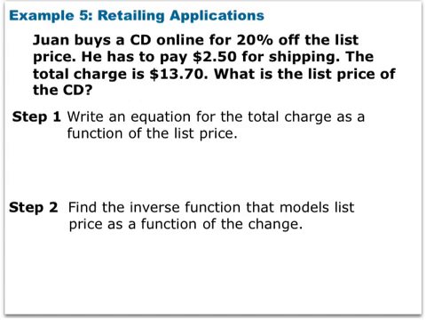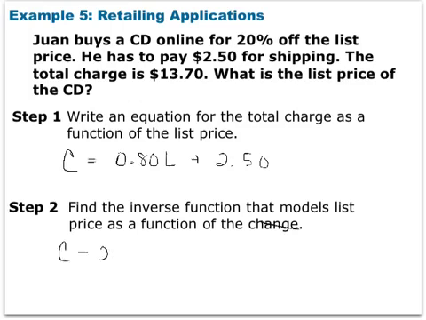Now the hardest part about these problems is writing the equation for the total charge. So the total charge is going to be 20% off. So in essence, he's paying 80% of list price plus the shipping charge. That's wrong. Sorry. The shipping charge. Okay, there's your equation. Find the inverse function that models the list price as a function of the charge. As a function of this should be charge. So I'm going to solve for L.